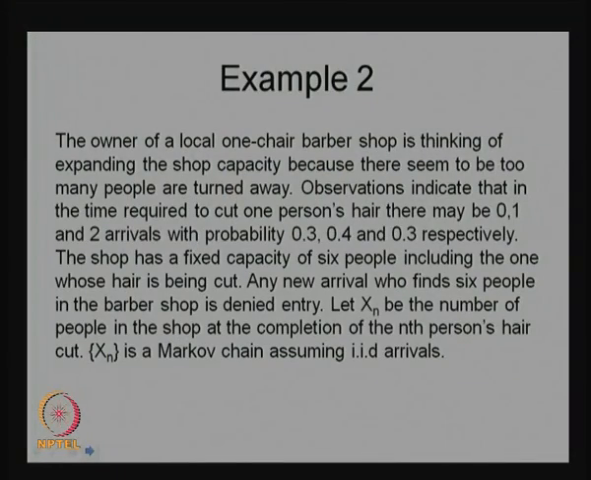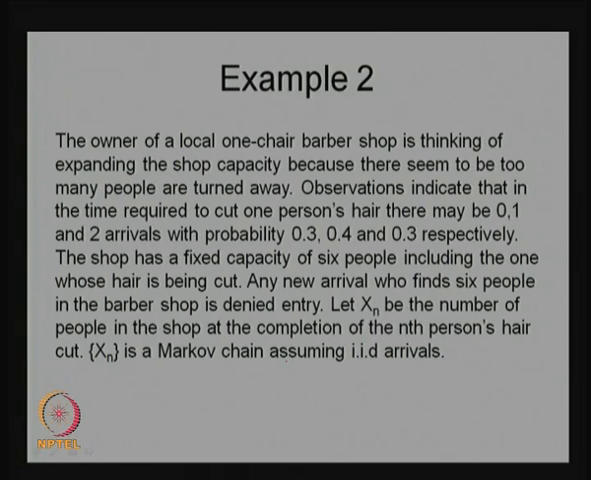In this example, I have taken the barbershop example, which I discussed in module 1 also, the same example. The owner of a local one-chair barber shop is thinking of expanding the shop capacity because too many people seem to be turned away. Observation indicates that in the time required to cut one person's hair, there may be 0, 1 and 2 arrivals with the probability 0.3, 0.4 and 0.3 respectively.